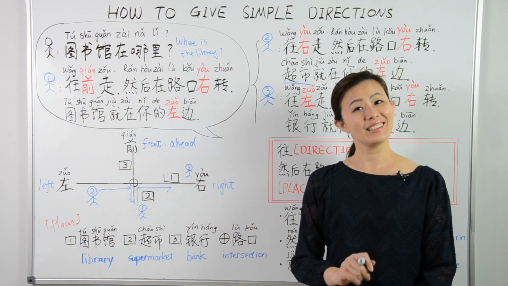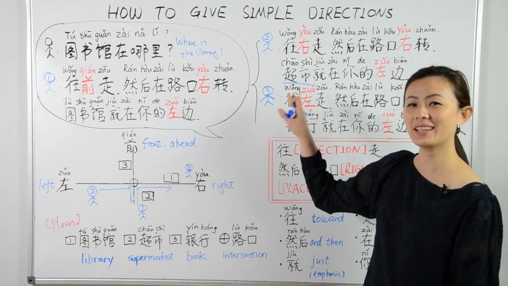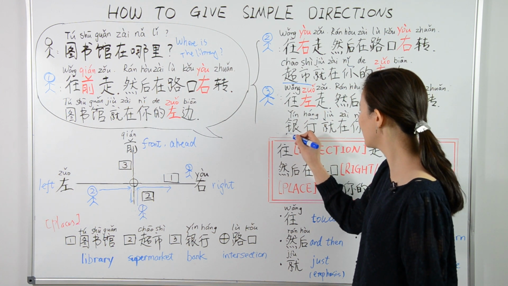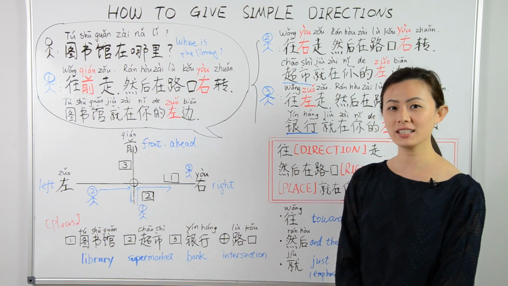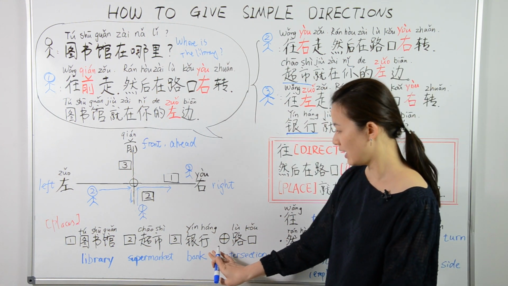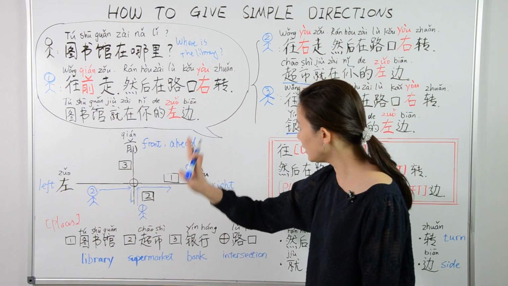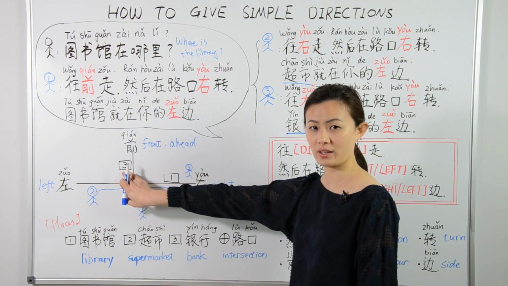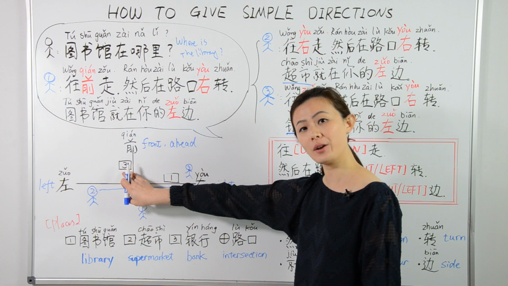Let's try one more. We have a matchstick man number 3, and this guy wants to go to a bank. Bank is 银行, and on this map, 银行 is location number 3. So he is here, and he wants to go here. How do we give him the directions to get there?